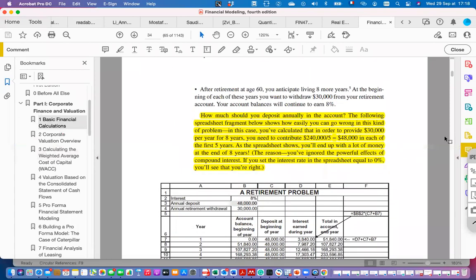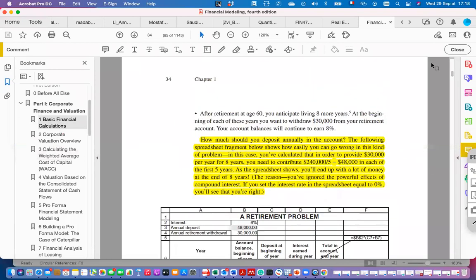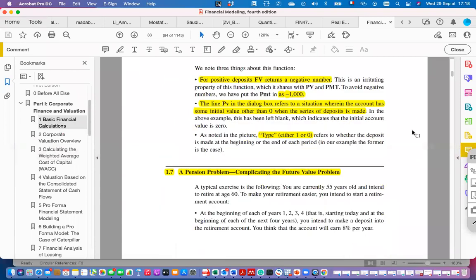So this is a retirement plan, right? So let's consider the following example. Suppose you are currently 55 years old, meaning a person who has completed 55 and is starting 56, and intend to retire at age 60, and will retire when they finish 60. To make your retirement easier, you intend to start a retirement account.